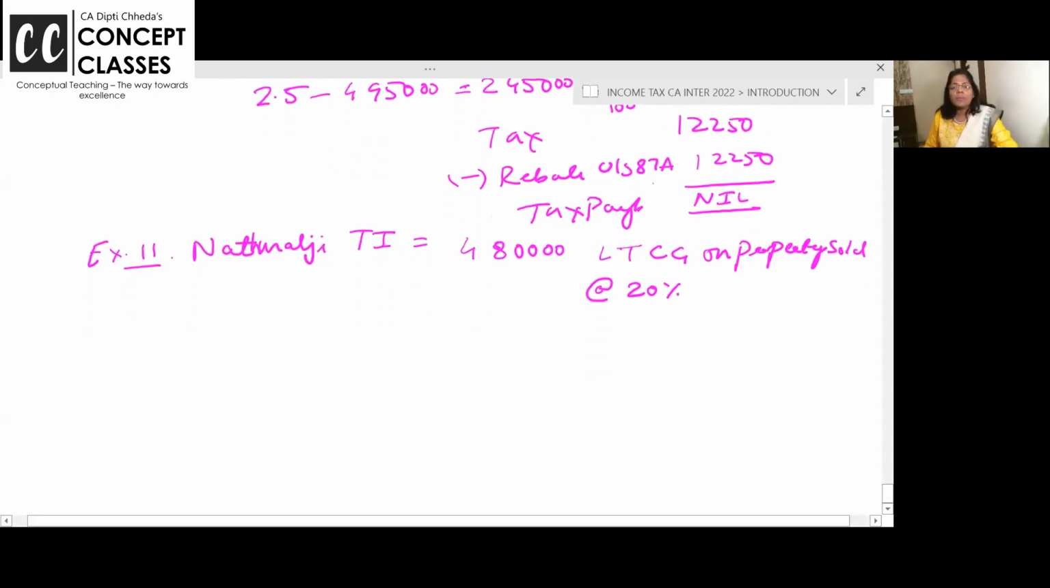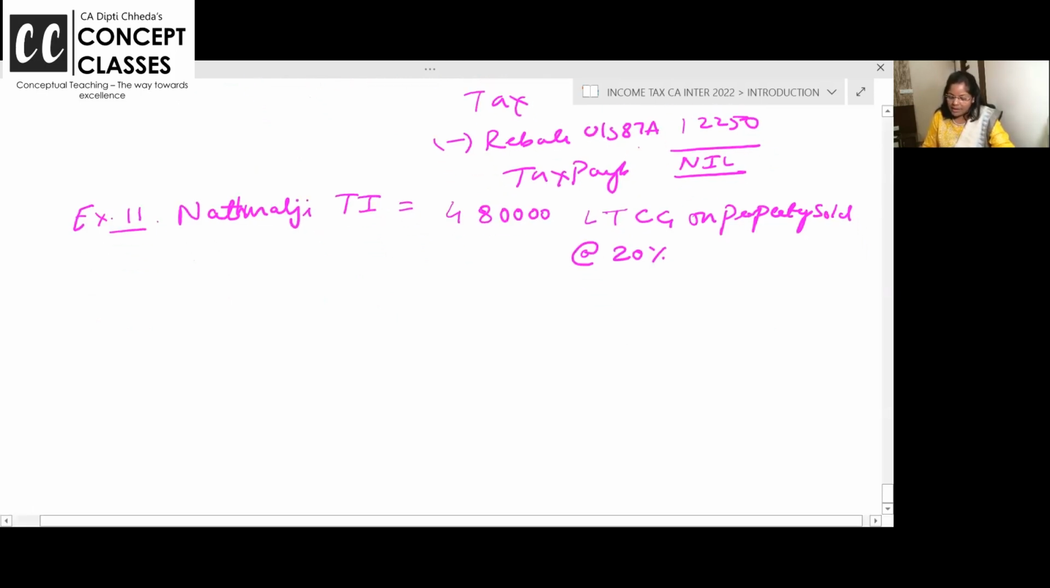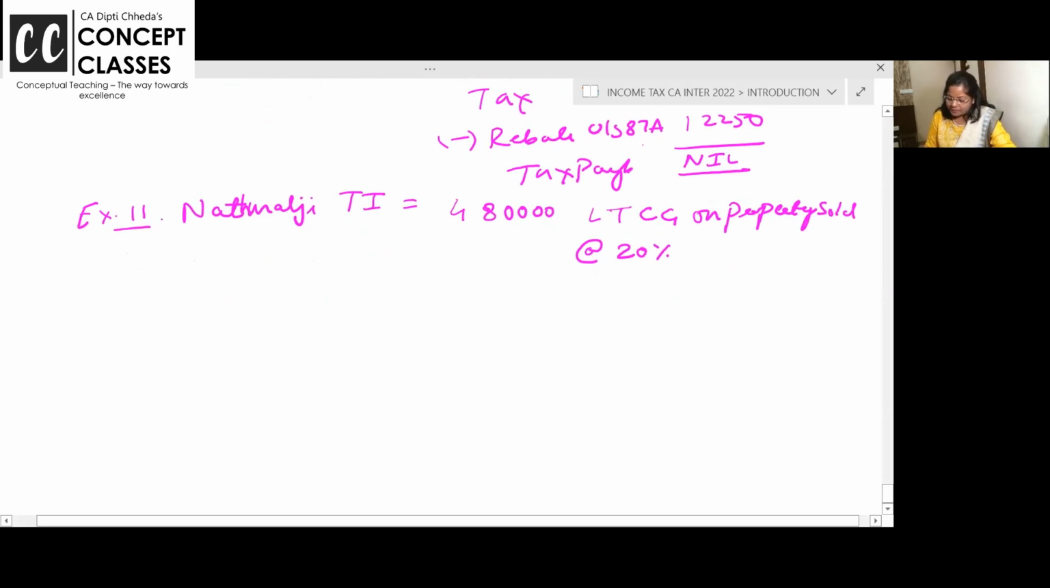Nathmal ji has sold a property and he is getting the total income 480. And this is, I want to repeat, LTCG is long-term capital gain on the property sold, 20%. All right. Now, how much tax should Nathmal ji pay? First, of course, basic exemption.